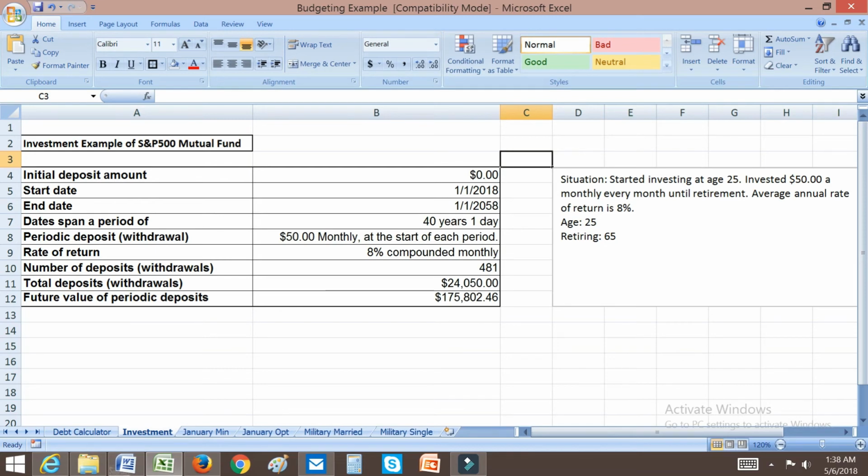And 8% is just the common average for the S&P 500 index. So in this example, you're basically just putting $50 every month into a mutual fund or an ETF that is following the S&P 500 index. So you're starting off with $0. January 1st, 2018, you're going to pull your money out January 1st, 2058, which is 40 years from now. $50 every single month, 8% compounding interest. You're going to make 481 deposits, and you will have ended up investing $24,000 by the time you retire.